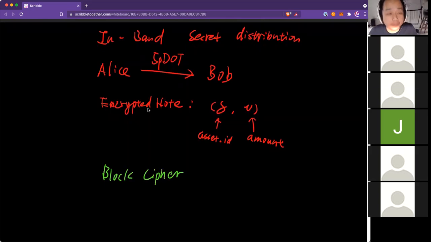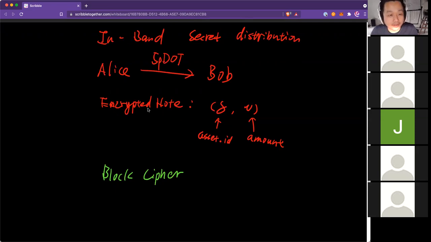The block cipher is basically a symmetric encryption scheme. I mean, it's a lot of words. It basically says you have a secret key. You use this key to encrypt some plaintext, and you get a ciphertext, and you use the same key to decrypt. This is well known.